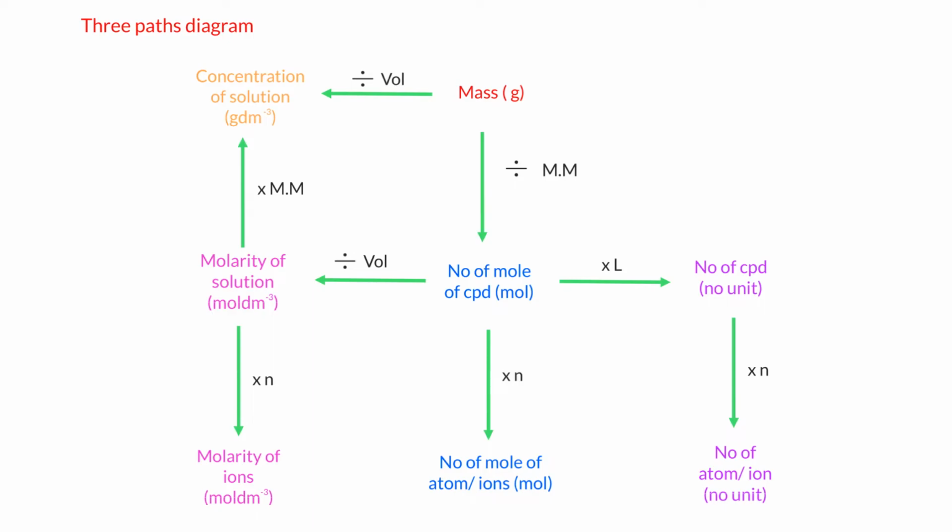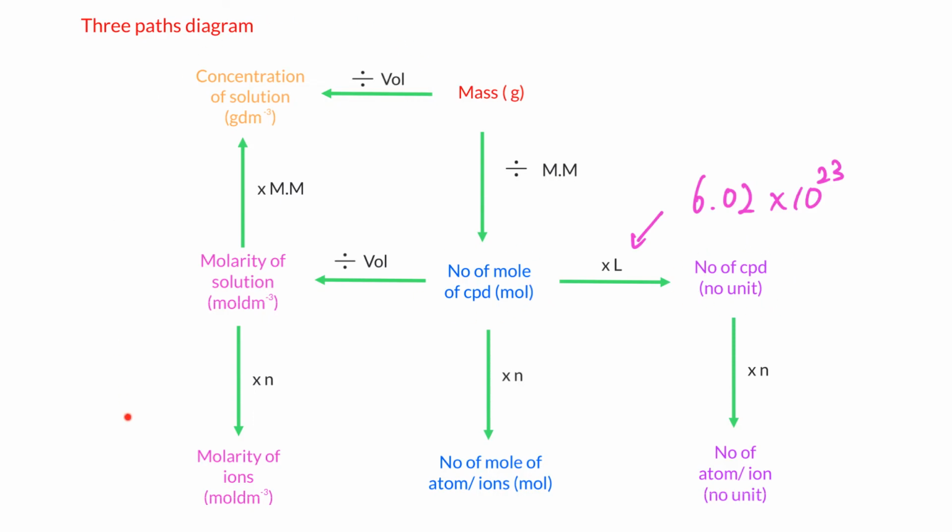Now let's modify the three paths diagram that we learned in chapter 12. Remember long ago we only focused on the one on the right hand side. When you have mass divided by molar mass, you get number of mole, and for number of mole of compound you can divide it by n to find the number of mole of individual atoms and ions in it. If you multiply by L, you can find the number of particles in a compound. Remember this L, the value is 6.02 times 10 to the 23 power. So you can convert number of mole into number of particles this way.